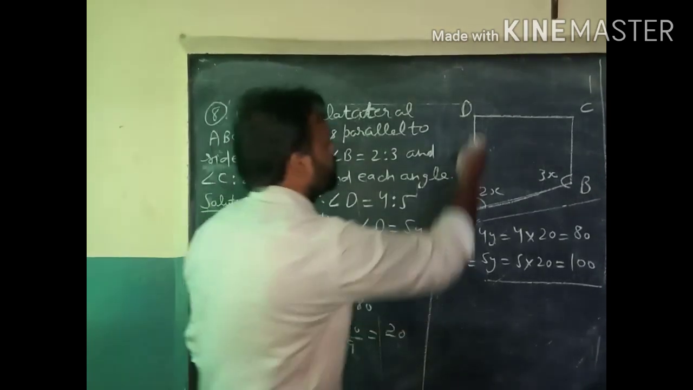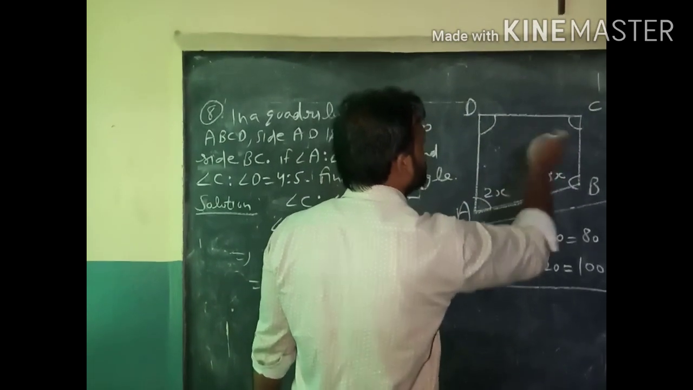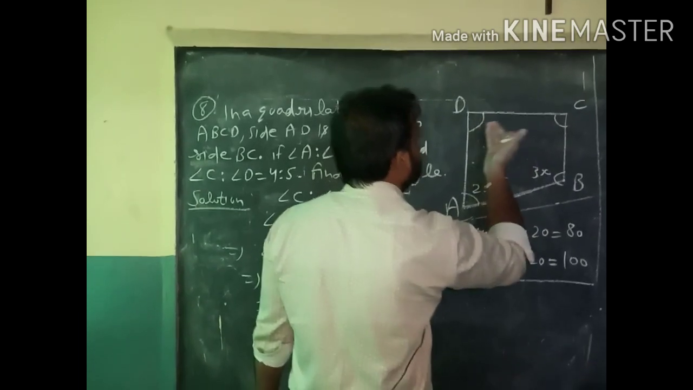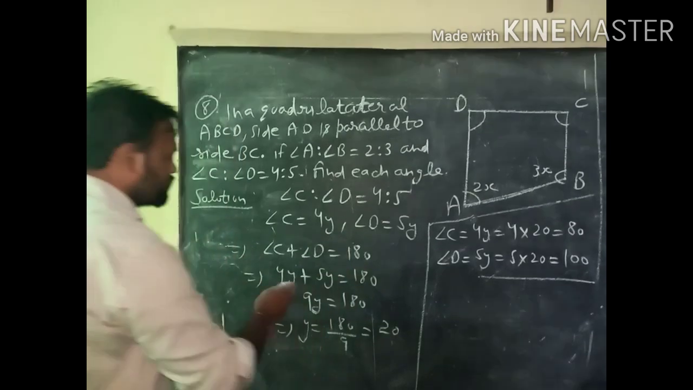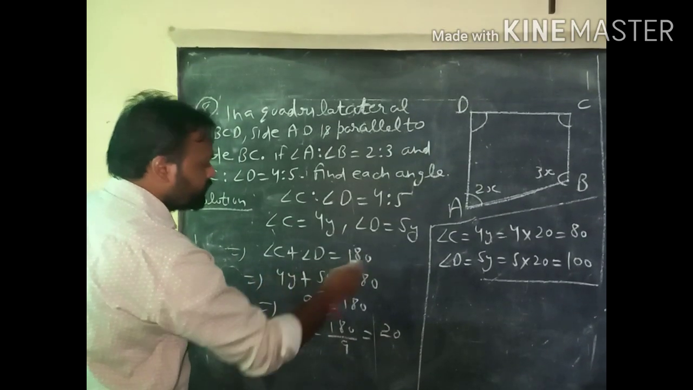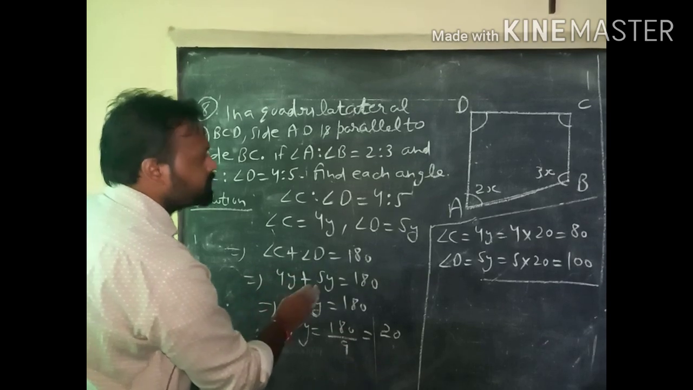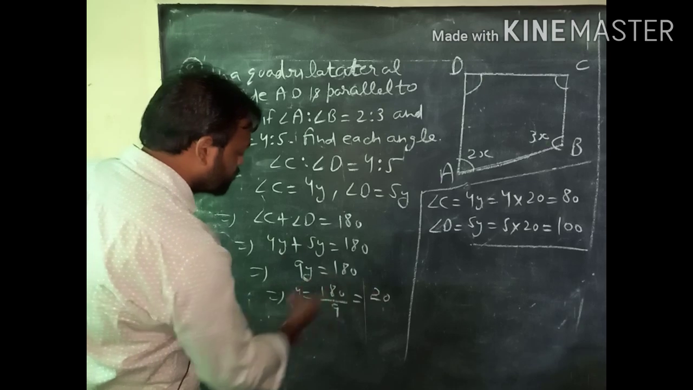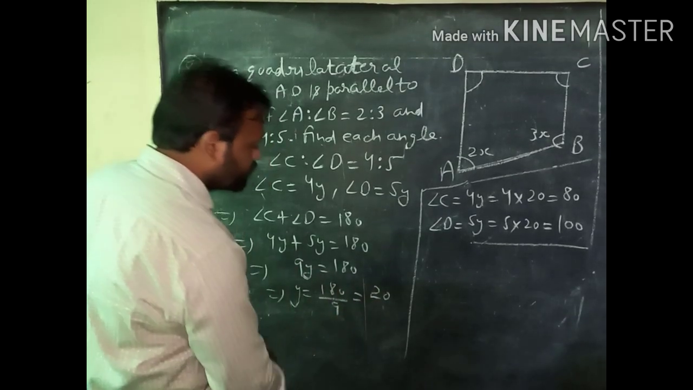Okay, now again these two lines are parallel. So again, because of parallel lines, these angles are adjacent angles, and of course the sum of these two angles is also 180. So angle C plus angle D is equal to 180. Put the value of angle C, it is 4y, and angle D is 5y, equal to 180. 5 plus 4 is 9y is equal to 180. Then y is equal to 180 over 9, which is equal to 20.